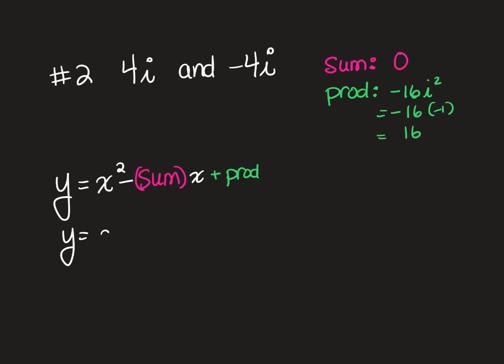Y equals x squared. Okay, so minus the sum, well, the sum is 0. So 0 times x is just 0, so we don't need to write that. And then plus the product, so add 16, and then that's your equation.